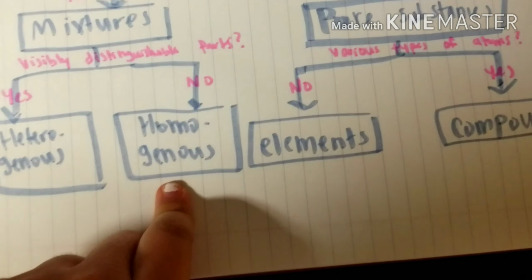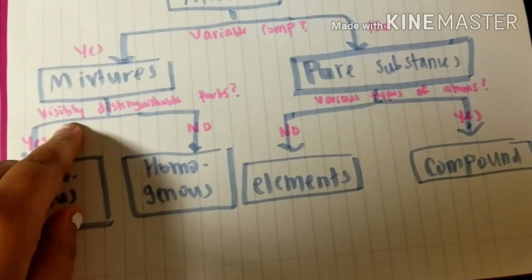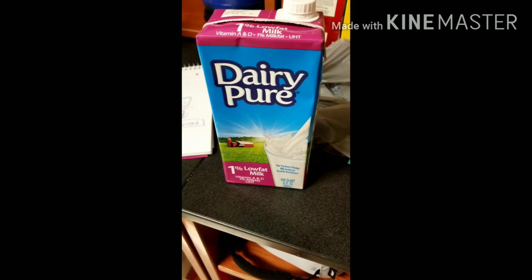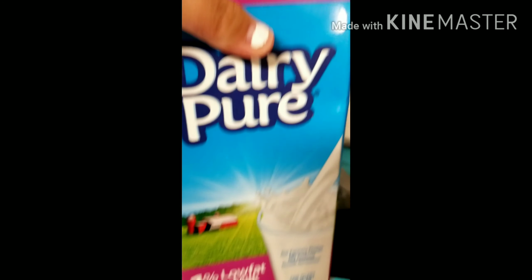Now for my last example, for homogeneous mixtures, that would be if there are no visibly distinguishable parts. So a homogeneous mixture could be milk. We have some milk in here, and this would be a homogeneous mixture because you cannot visibly distinguish the parts. It's one uniform liquid. You could probably imagine what it looks like inside.